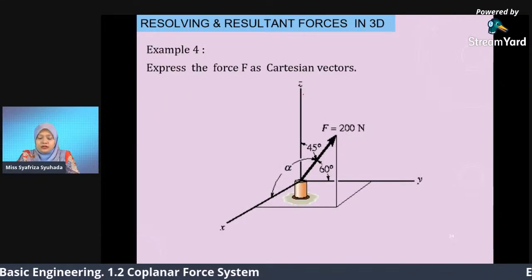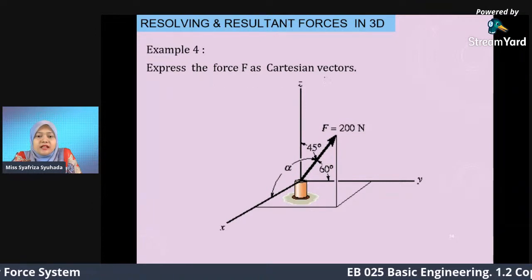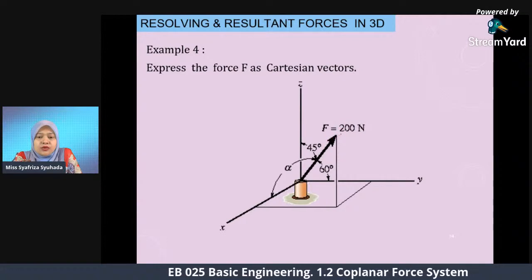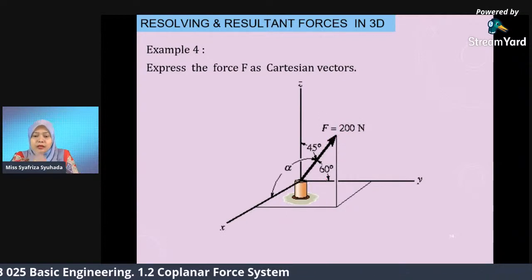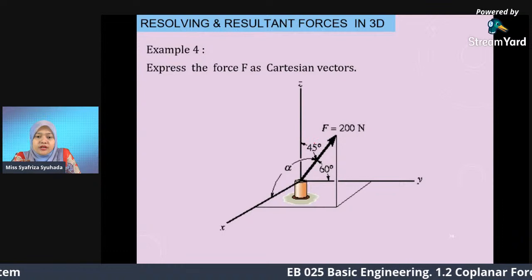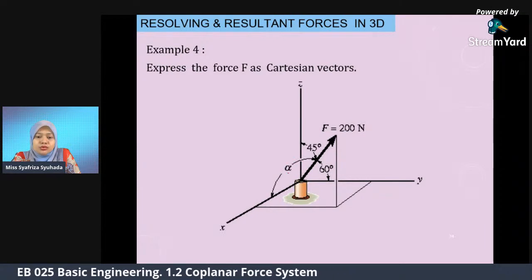Okay, the last one. Express the force as a Cartesian vector. Soalan very simple. Diberi satu force 200 Newton. Kemudian ada sudut yang menyentuh paksi Y 60 darjah, sudut yang menyentuh Z axis iaitu 45 degrees, while untuk X axis tiada diberi sebarang sudut.